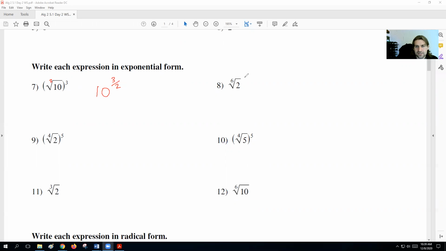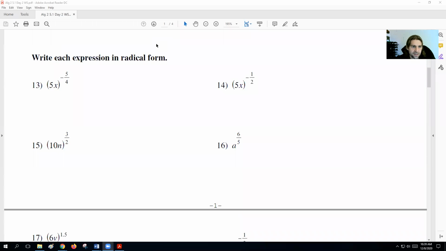Something like, all right, what's the 6th root of 2? Well, technically this is all to the first power. So this would be 2 is our base number, the 6th root is the denominator, and it's to the 1. So this is 2 to the 1/6 power. All right, you guys should be good with the next ones. Remember, you guys could probably pause the video and do this same time.